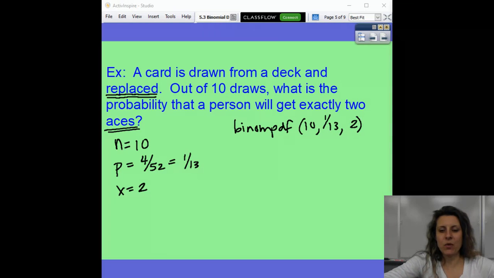This time I am going to put in that probability as a fraction. So n is again 10. Probability is 1/13. So we see that we can enter those as fractions. And 2 is the number of successes. Oh, I accidentally selected the wrong distribution. So let me go back.